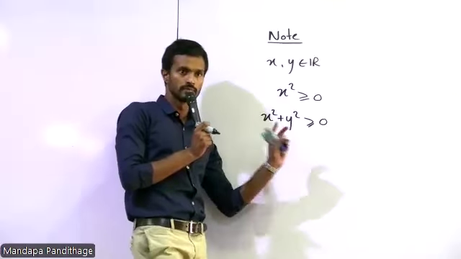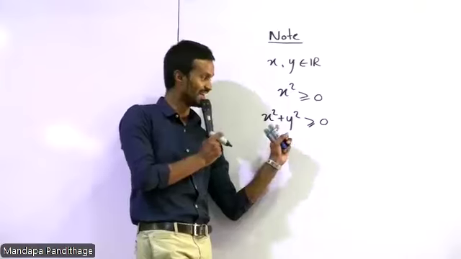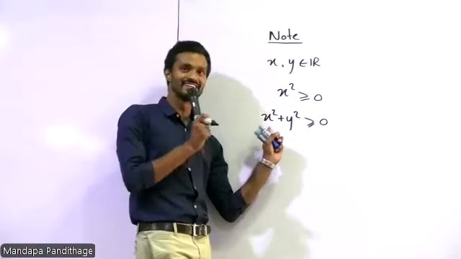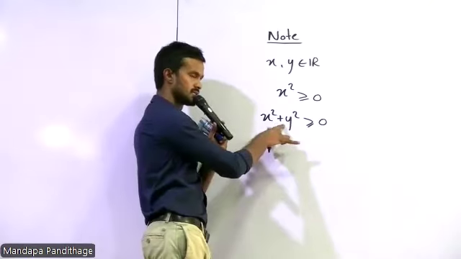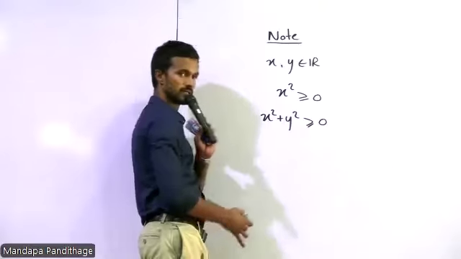Clear? Hands up if that is clear. So when we have x squared and y squared, there is a possibility that this one becomes 0 and this one becomes 0. That means even though it's an addition of two squares, there is a possibility it's becoming 0.